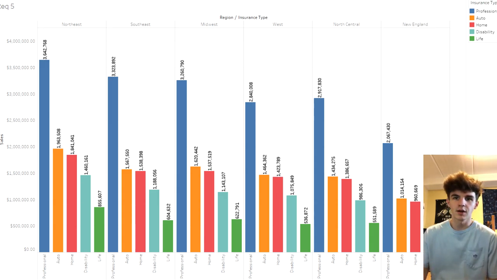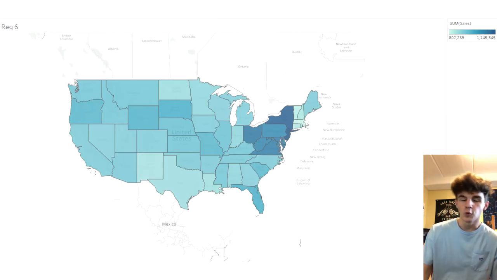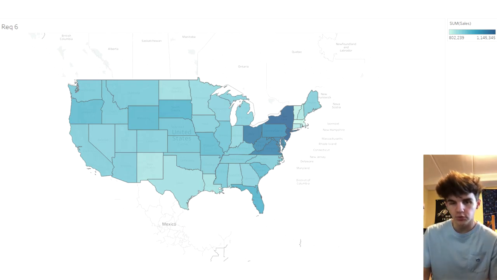Now, going on to requirement 7 from the map, if you look in the northeastern section, you can tell those states in darker blue, such as New York and Ohio, along with Virginia and New Jersey, those are the darkest blue, signifying they had the most sales. So it makes sense that the Northeast, specifically New York, being that it had the highest average cost for insurance per month, of course, that would lead to the fact that the Northeast does have the highest amount of sales.